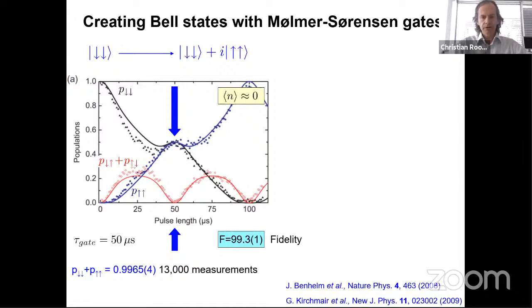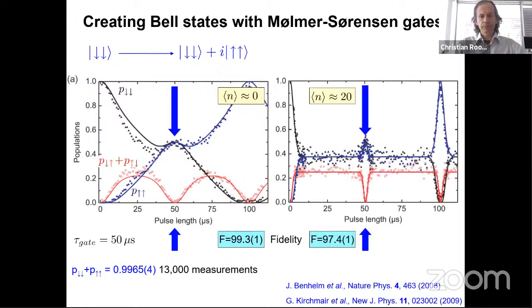The fact that this scheme is independent of the motional state, at least to first order, is nicely illustrated in the second plot, which shows the same experiment, but now instead of having ground state cooled ions, the ions were just Doppler cooled. You can see that the population dynamics looks somewhat different, but after 50 microseconds, once again, you have basically all the population in the right state and very little population in the undesired states.